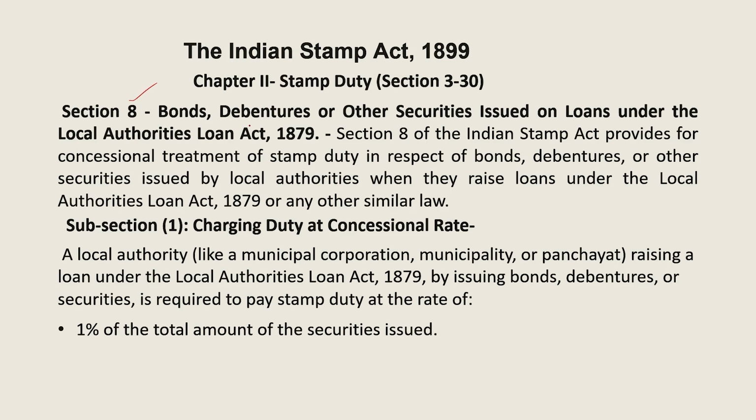Section 8 discusses bonds, debentures or other securities issued on loan under the Local Authority Act 1879. Again, this section is important. We see that Section 8 of the Indian Stamp Act provides for concessional treatment for stamp duty in respect of the bonds, debentures or other securities issued by the local authority when they raise a loan under the Local Authority Act of 1879. So subsection 1 says charging duty at a concessional rate.